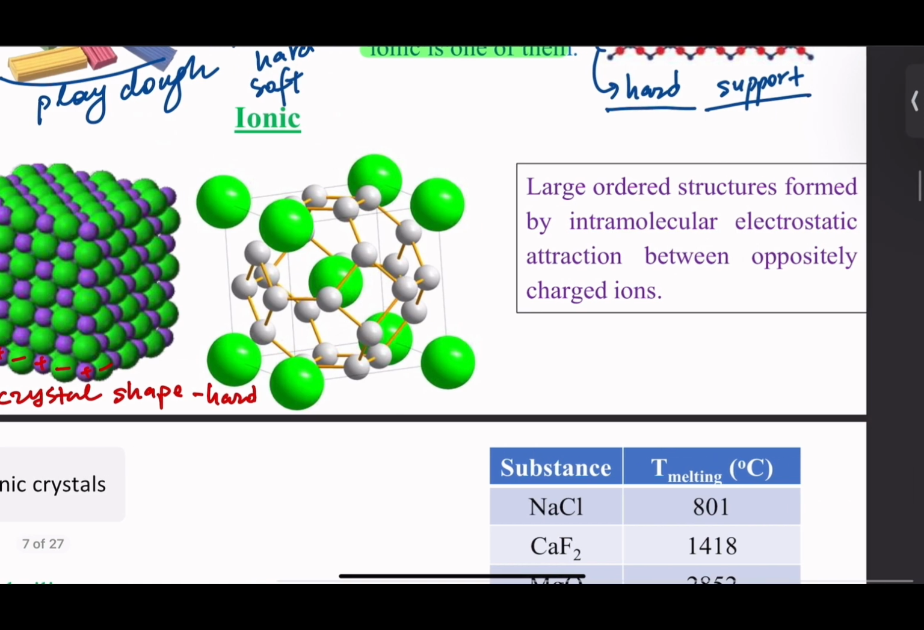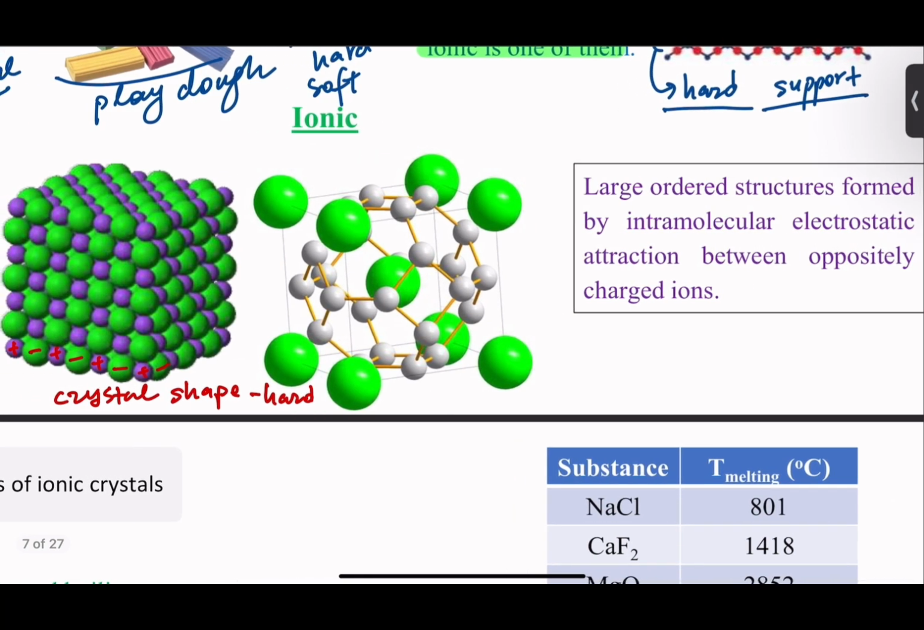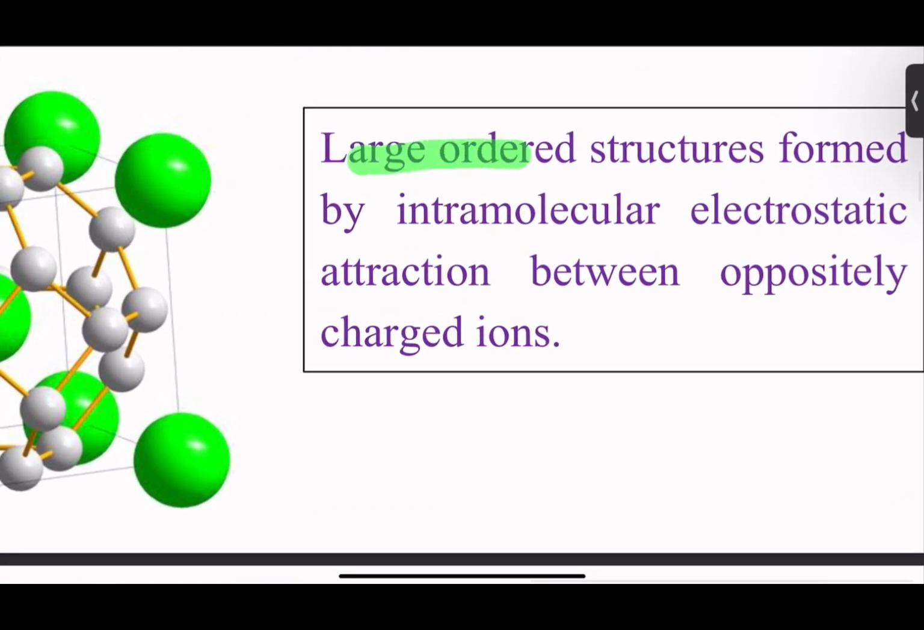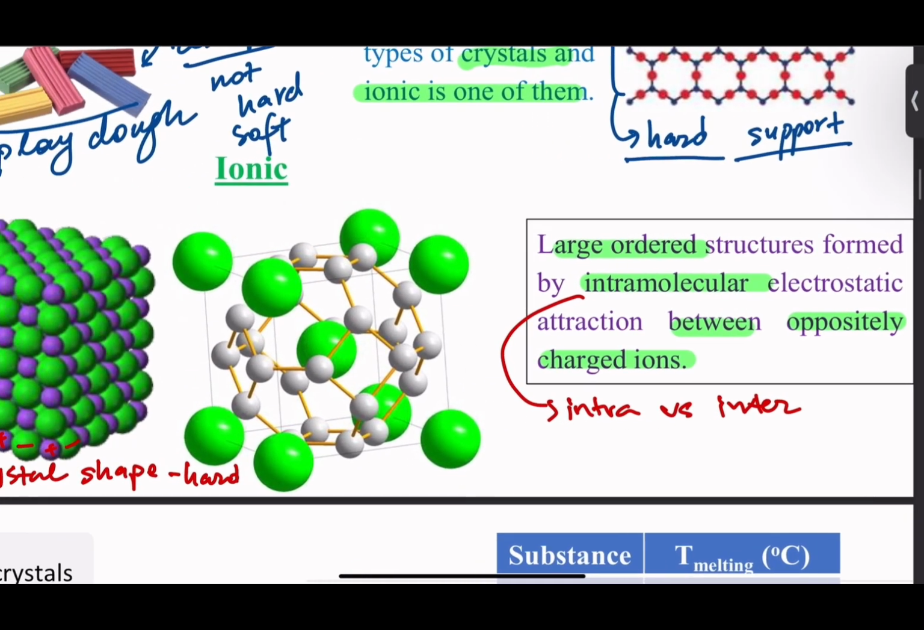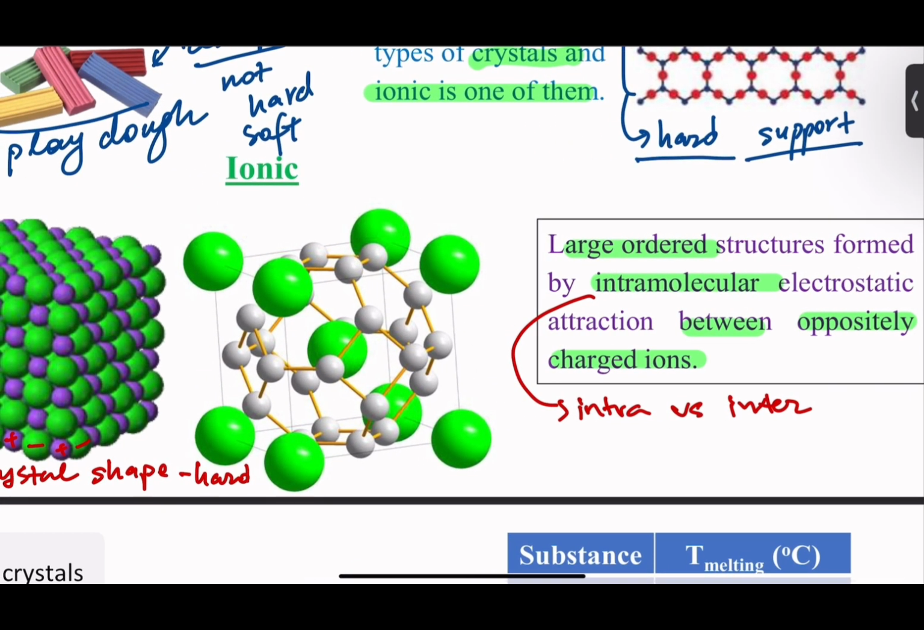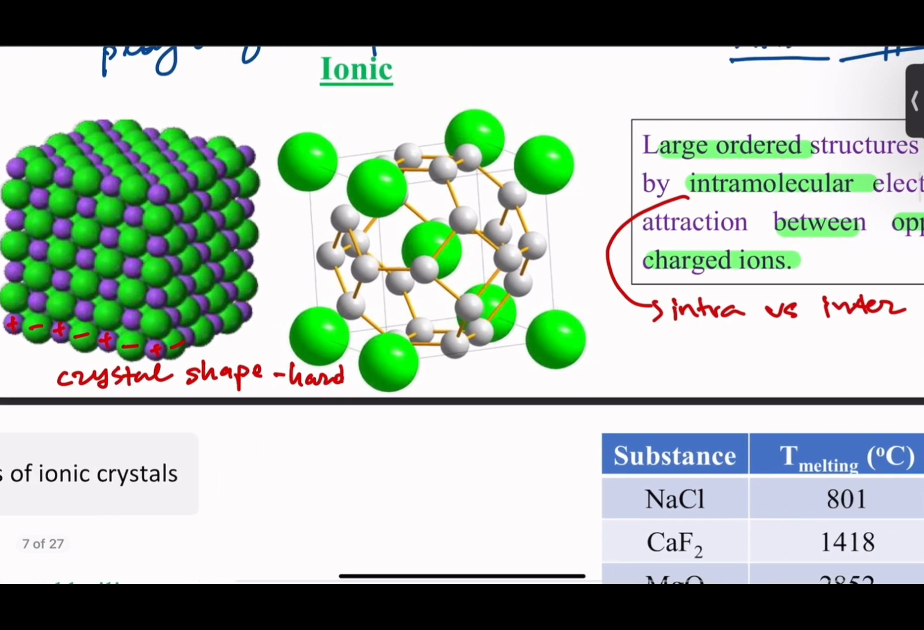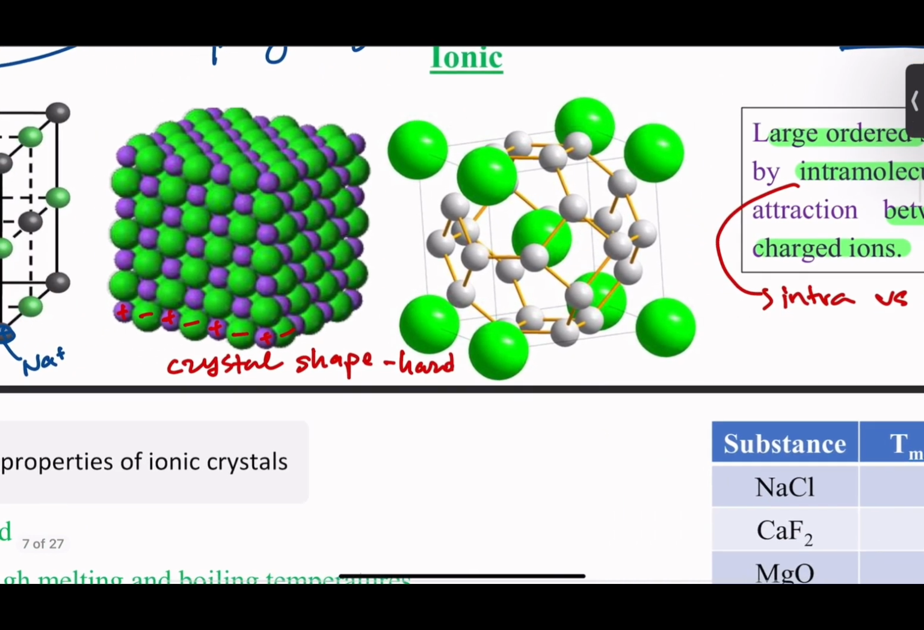Okay, so now over here they're saying that large ordered structures, you see, ordered structures are formed by intramolecular electrostatic attraction between oppositely charged ions. Now we're going to talk about intra versus inter in the next video, so don't worry about this for now. Just understand that intra means we have positive and negative within the same molecules.